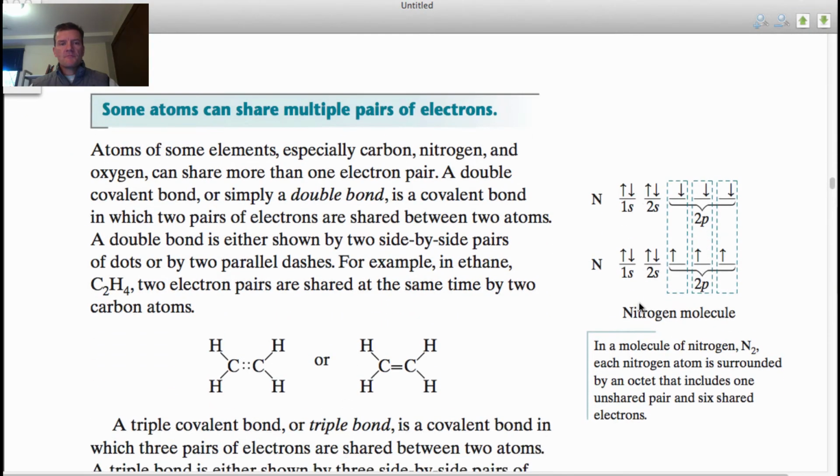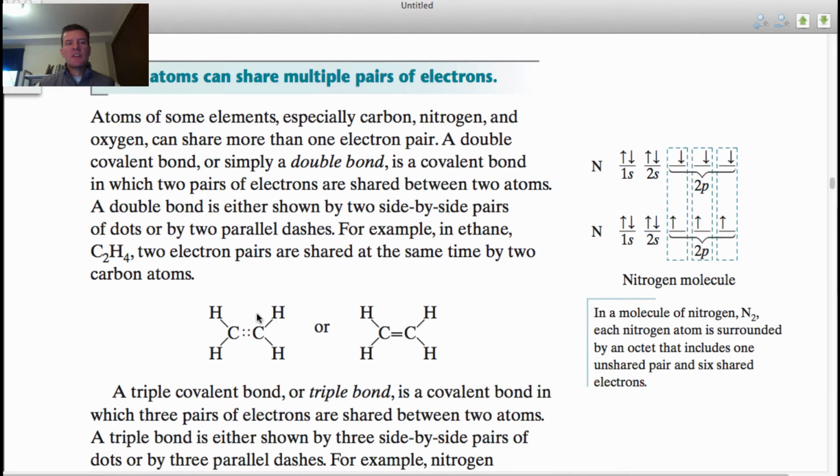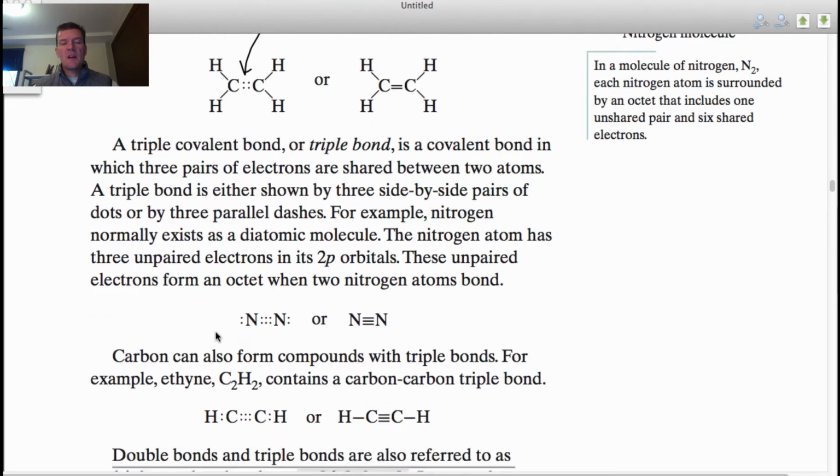Okay. Now, I mentioned double bond. A double bond happens when you're sharing not just 1 pair, but 2 pair, as is shown right there. Okay? So in some cases, in order for everybody to be happy with their octet or duet, there needs to be a double bond. And I'll show you exactly how you will know if there's a double bond or not.